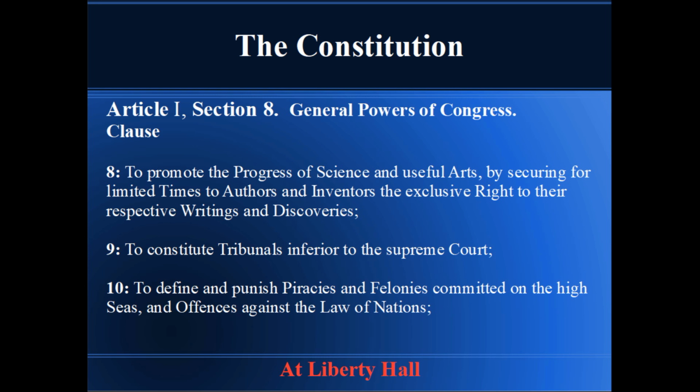Article 1, Section 8. General Powers of Congress. Clause 8. To promote the progress of science and useful arts, by securing for limited times to authors and inventors the exclusive right to their respective writings and discoveries. Clause 9. To constitute tribunals inferior to the Supreme Court. Clause 10. To define and punish piracies and felonies committed on the high seas, and offenses against the law of nations.